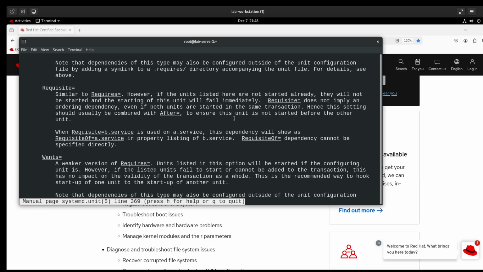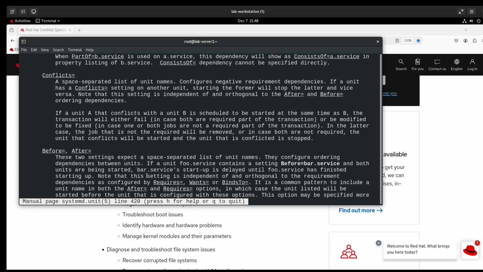And some of these, like one of the differences between wants, requires, and requisite. For requisite, if the thing that is listed here can't start or isn't started, it's going to fail, versus wants and requires, I believe, will allow what it wants to not start. Yeah, this is what I was thinking about here.